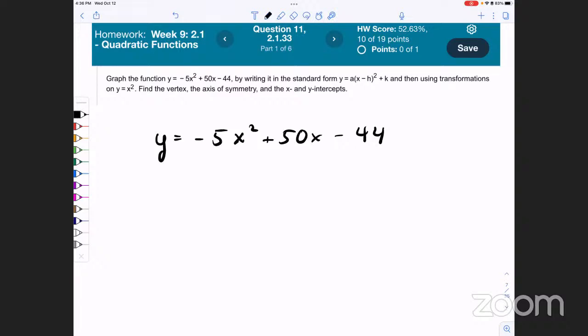So if I factor out 5 from the first 2 terms, we're going to get something like this. Negative 5 times, we got this x squared. That's not going to be a plus anymore. What is that? Negative 10, so minus 10x. Right, so we just factored out a 5 from those 2 guys, and this minus 44 persists on the side.